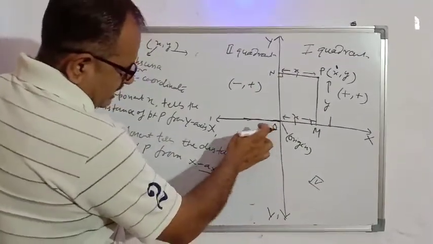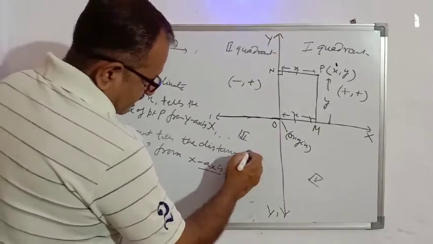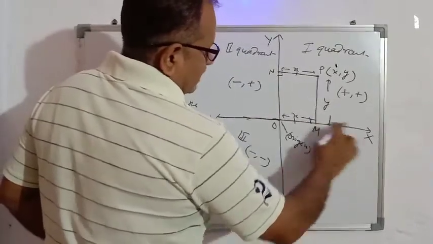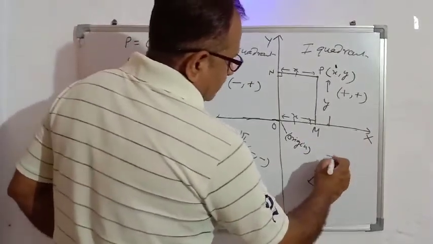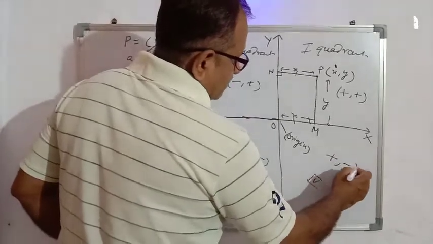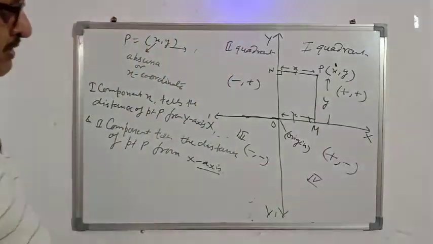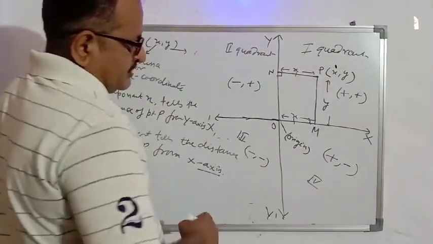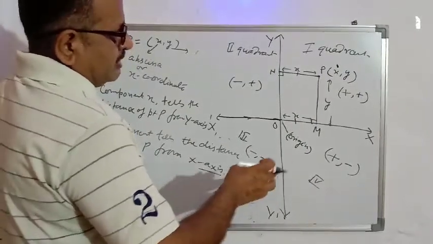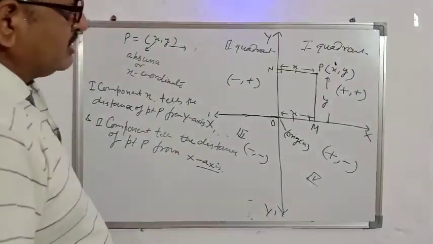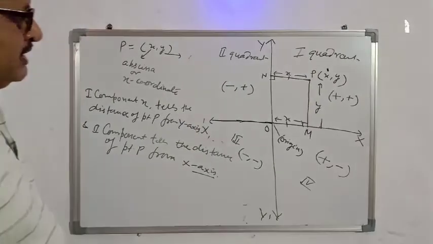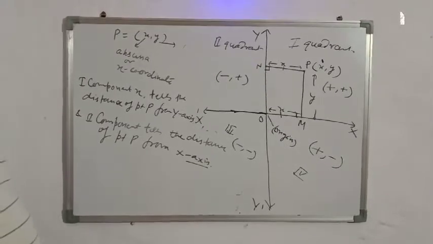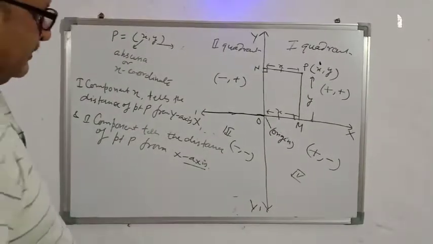In the third quadrant, x is negative, y is also negative. So both are negative. In the fourth quadrant, x is positive but y is negative. So first component sign is positive, second component sign is negative. So with the help of sign of the coordinate, we can tell in which quadrant the particular point lies. So it is the sign convention of the coordinate in the Cartesian plane. Next we will see how we will plot the points in the Cartesian plane.